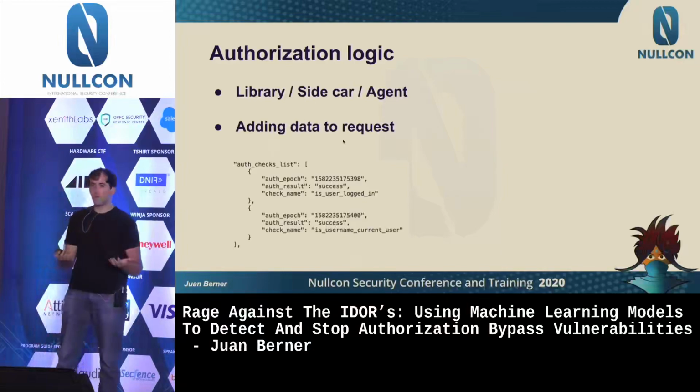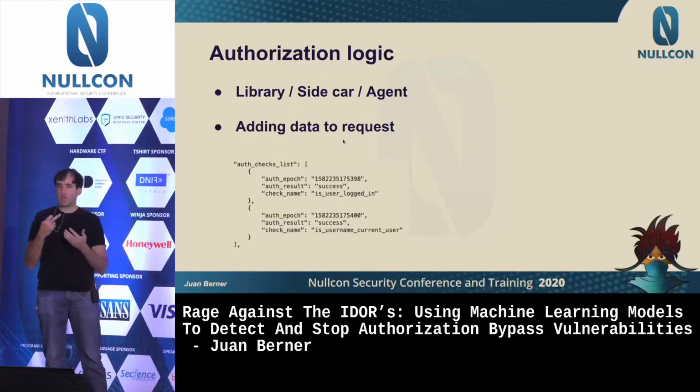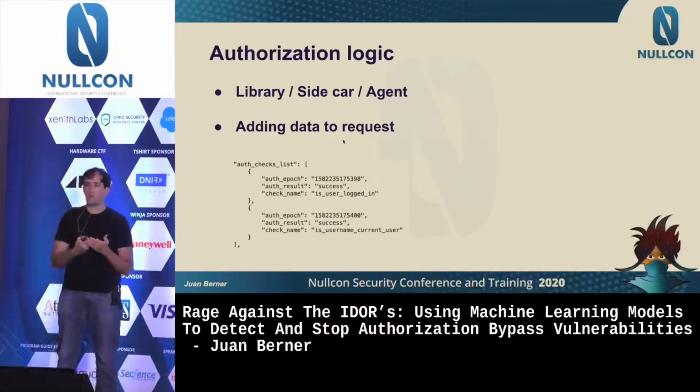Then we have the authorization information. Here you might have a library, a sidecar, or an agent. And you're basically ensuring that authorization checks happen, but they also add data to the request.